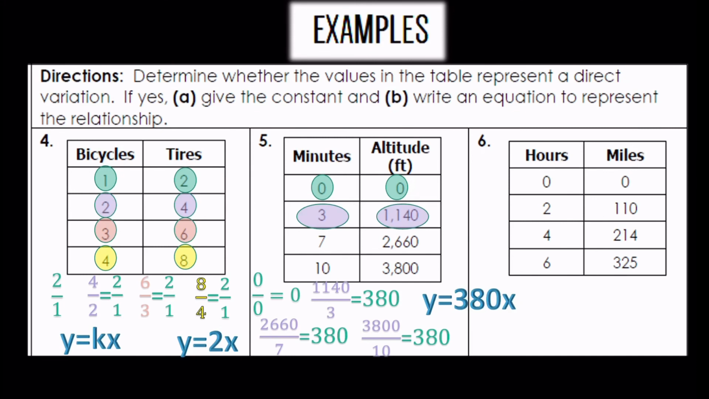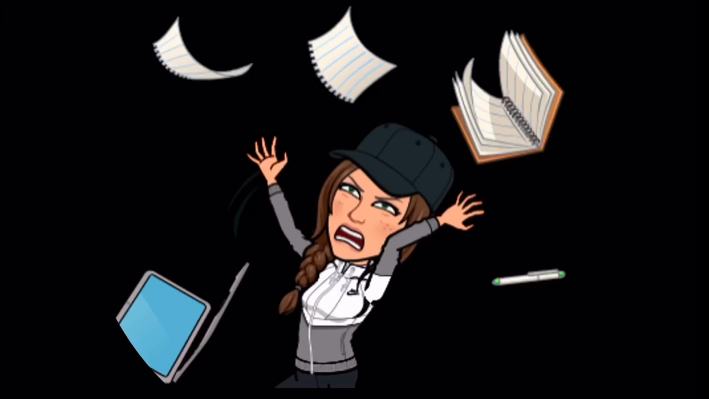So I want you, on number 6, to determine if it represents a direct variation. If it does, give the constant and write the equation. This might seem confusing, but if you're confused, go back and rewatch it. We're going to build on this.